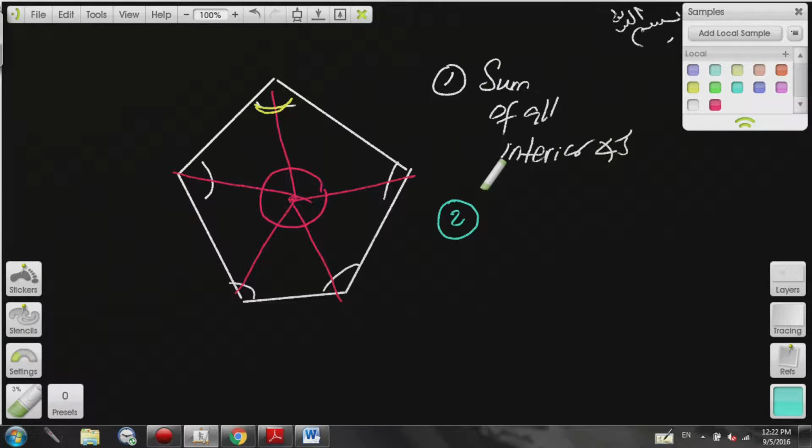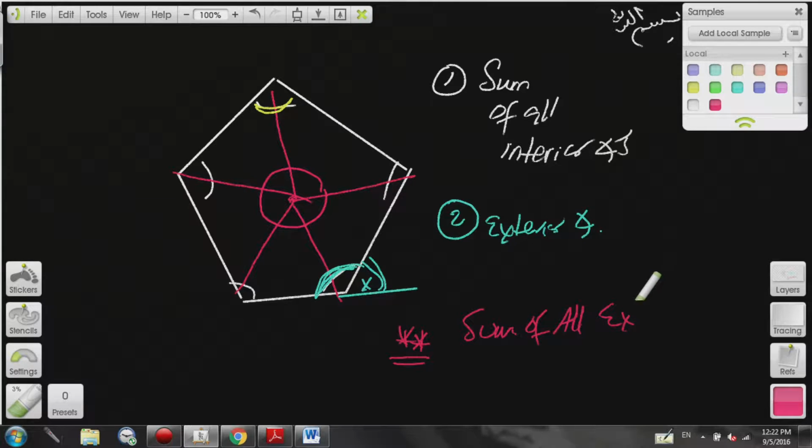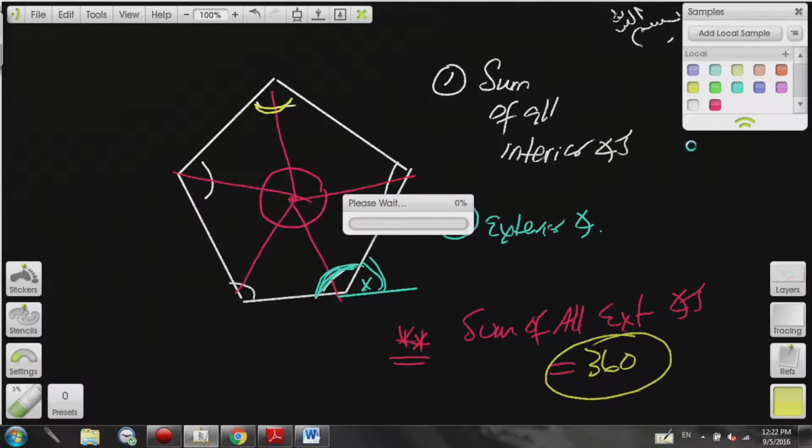The second thing you have to understand is the exterior angle. The way you find the exterior angle is by finding this one interior angle and understanding that the exterior angle is supplementary to this interior angle. And one extra bit of knowledge here is that the sum of all interior angles is a process you have to go through, but the sum of all the exterior angles is always the same, and that's 360 degrees.